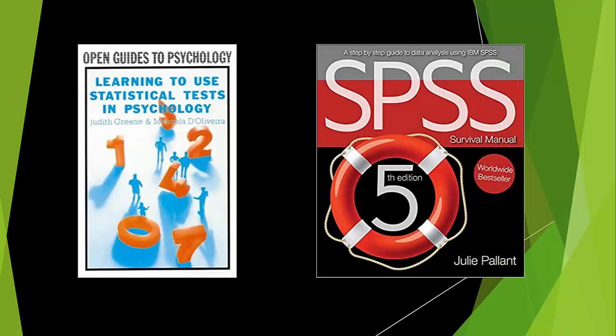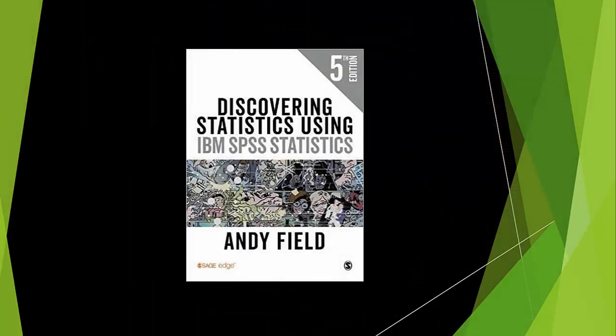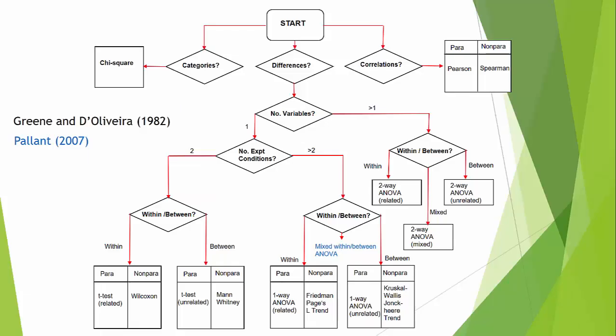I would also recommend looking at the flowchart offered by Andy Field's Discovering Statistics Using SPSS book. This is also the book I would recommend to take you to the next level, i.e. if you are carrying out statistics for yourself. I will give a slide at the end with all these references on.